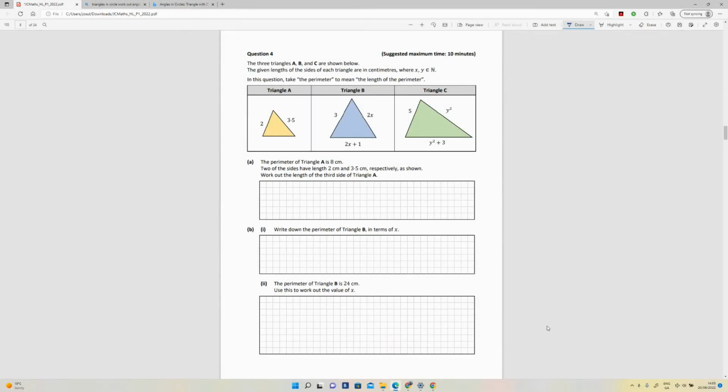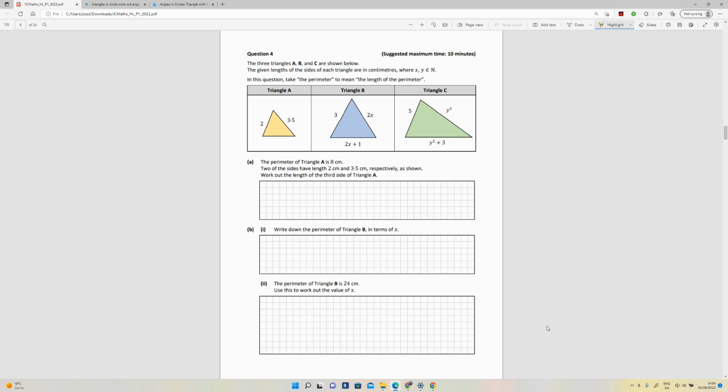So question 4, the three triangles shown below, A, B, and C, are shown. The given lengths of the sides are in centimeters, where x and y are natural numbers. In this question, take the perimeter to mean the length of the perimeter. So these are lengths of each of the sides that are being given. So let's look at the first part.